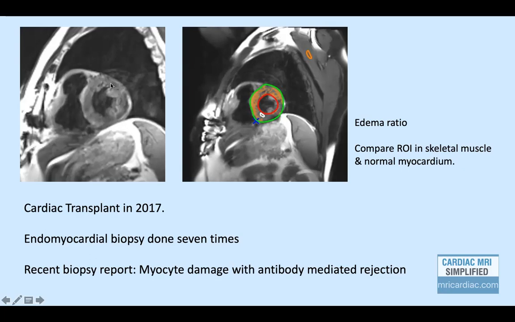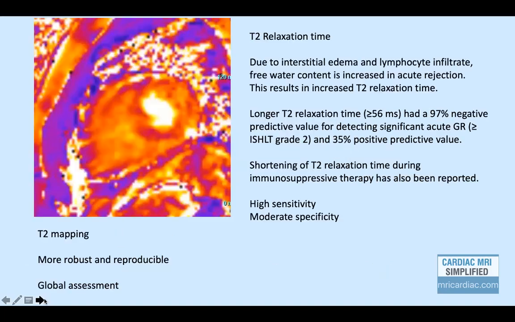T2 weighted images or STIR images are the mainstay of imaging, and they also help to estimate the amount of myocardial edema. It is important to compare the ROI in the skeletal muscle and the normal myocardium, from which we can calculate the edema ratio. More importantly is the T2 relaxation time, which can be obtained either on the routine T2 weighted or STIR images or on T2 mapping images. T2 mapping images are more robust, reproducible, and highly sensitive.